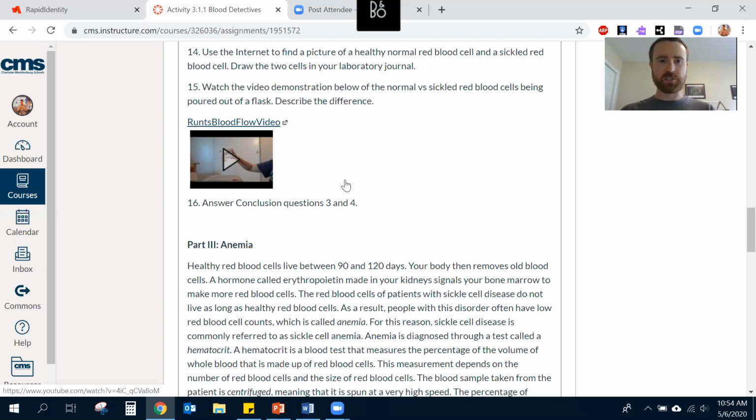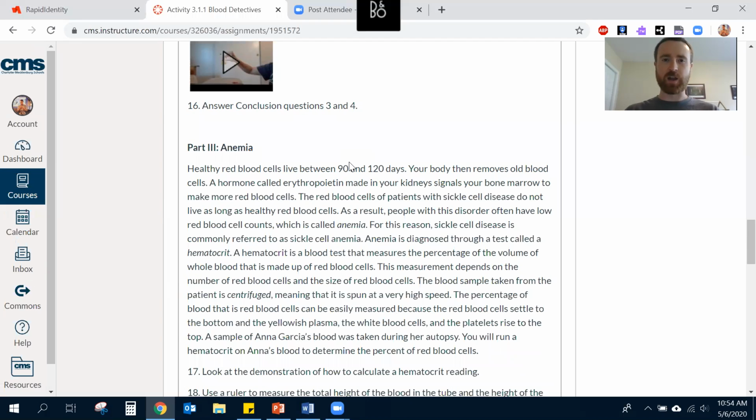All right, so you should have seen that the normal round red blood cells flowed easily out of the mouth of the flask. She could pour them out really, really easily. In contrast to that, the sickled banana-shaped red blood cells got stuck. They kind of tangled together and clogged up. And that's actually the source of most of the problems that sickle cell disease can cause. Basically, those sickled red blood cells get caught in the very, very tiny capillaries.